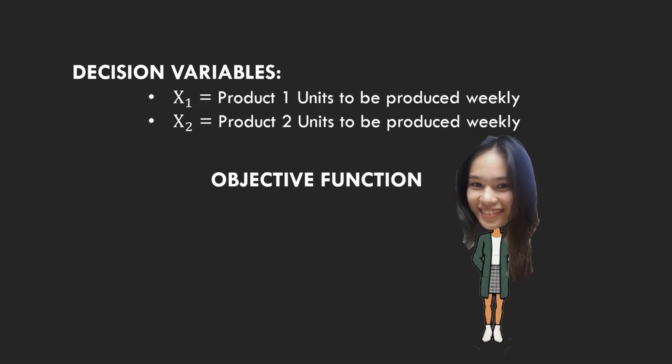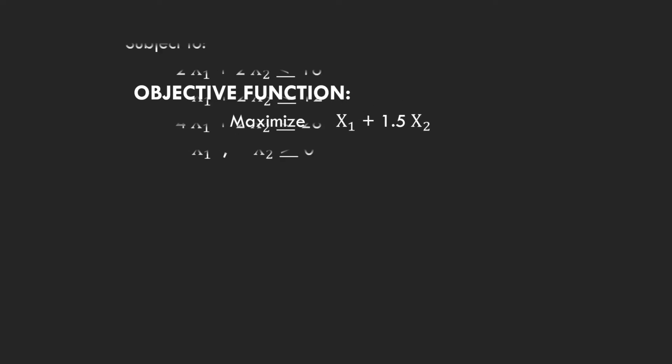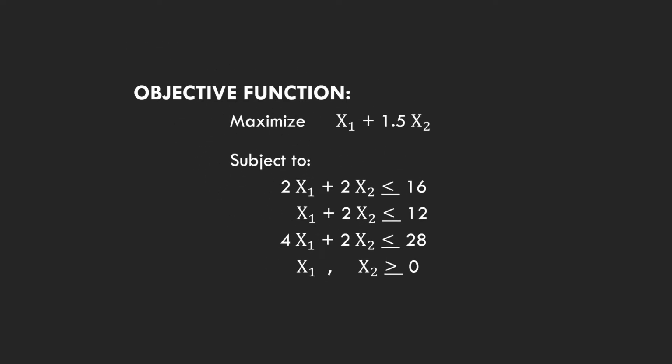Constraints represent the number of hours available weekly for machines A, B, and C respectively, and also incorporate the non-negativity conditions. The objective function is maximize z is equal to x1 plus 1.5 x2, subject to the constraints 2x1 plus 2x2 less than or equal to 16, x1 plus 2x2 less than or equal to 12, and 4x1 plus 2x2 less than or equal to 28.